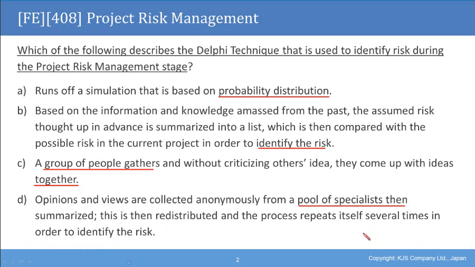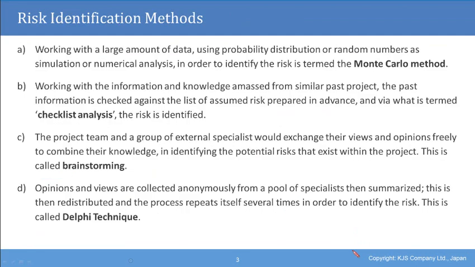Let us see which one of these is the best description of the Delphi technique, which is used to identify risk during the project risk management stage. In order to do so, let us look at each answer in turn and go into further detail. Option A was about using probability.